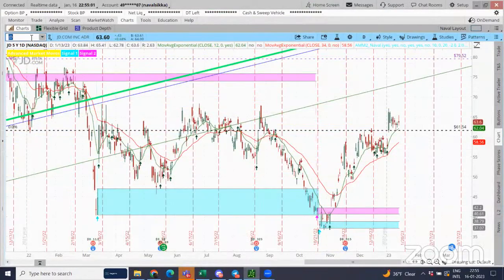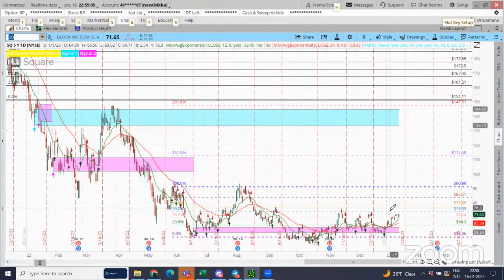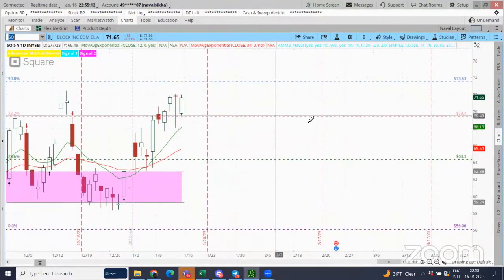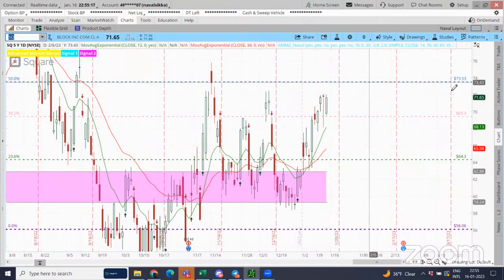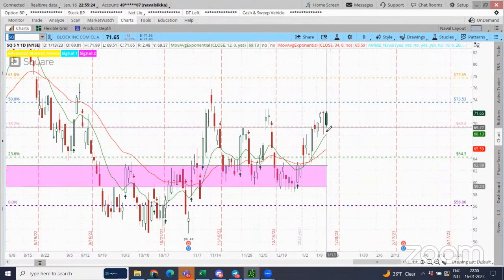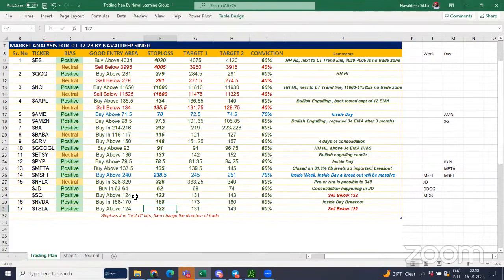Then I have Square. Square is also holding on to this 69.50 area, 70 area. I wanted it to break above this and go toward 73 and 77. So I'm a little bit positive. It's an inside day on Square. So a move towards above 72, buy above 72.